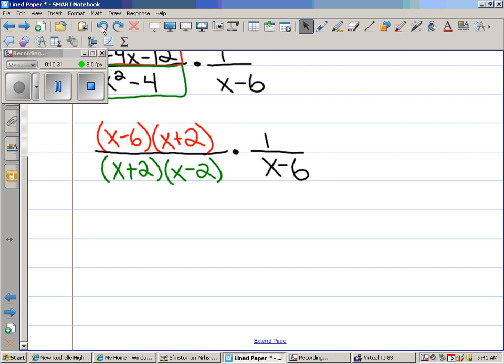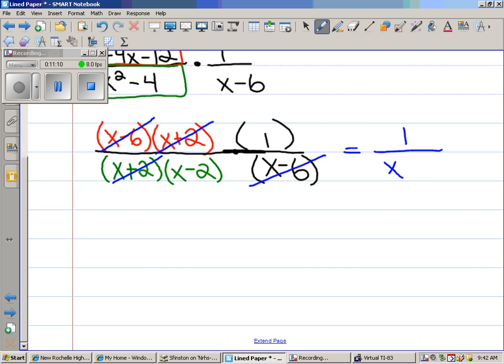Remember I said you've got to do top times top, bottom times bottom. So when you do top times top, bottom times bottom, it's like this times this times this. So I might as well just draw the line across and put that in parentheses because that means multiply. Now it's all being multiplied together, so don't multiply them. Just cross them off. There we go. And the final answer is simply 1 over x minus 2.